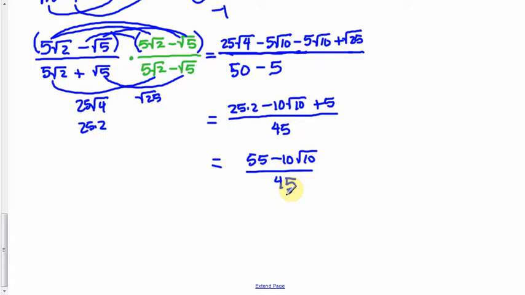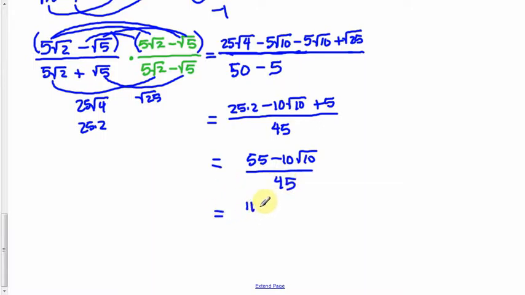Now, you're probably thinking that you're finished. But when you get to this point in a fraction that contains radicals, you have to look at the numbers that are not under the radical. So all three, the first term, the second term, and the denominator. And if they can be reduced by a common factor, then you should reduce it. I noticed that 55, 10, and 45 are all divisible by 5, so you have to reduce it by 5.